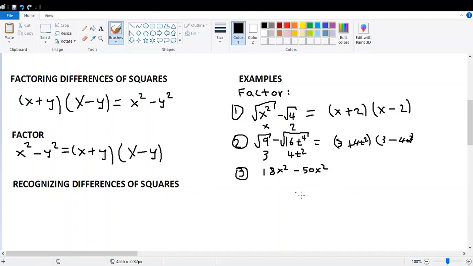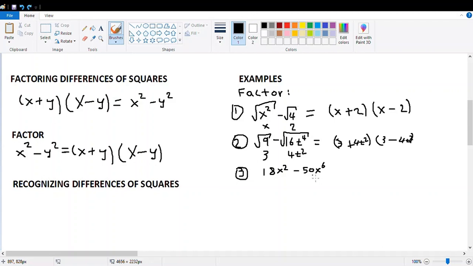Now let's analyze example number 3. In example number 3, let me fix this because it was my mistake. The original exercise is 18x squared minus 50x to the 6th power. Then let's analyze. If you think the square root of 18 is not exact and the square root of 50 is not exact, then we can think this exercise cannot be solved by difference of squares.